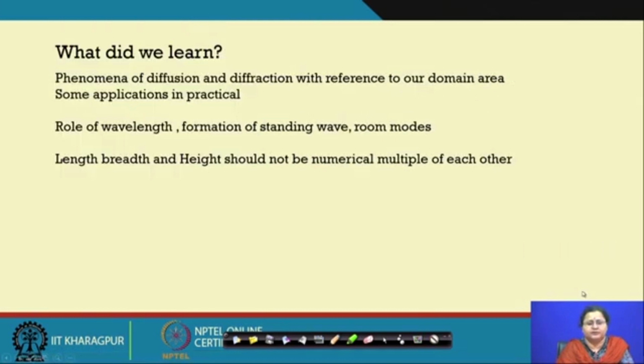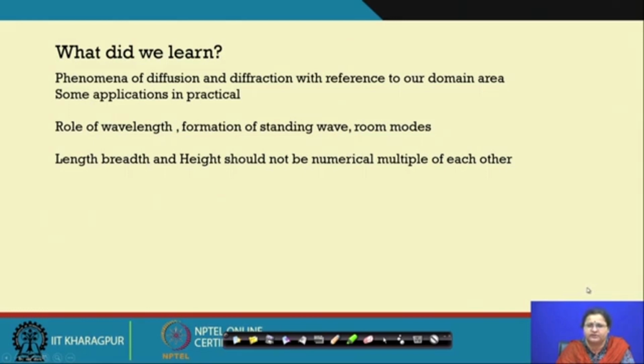So, what did we learn? The phenomena of diffusion, diffraction with reference to our domain area. We have also talked of some applications in practical. We understood that the role of wavelength is so very important in the formation of standing waves and room modes. It is also very important in the phenomena of diffusion as well as diffraction, but that was not much of importance when we were dealing with reflection. So, length, breadth and height should not be numerical multiples of each other. That is the very important lesson which you learnt and which will be one of the tools.